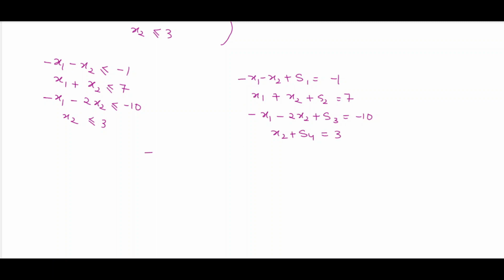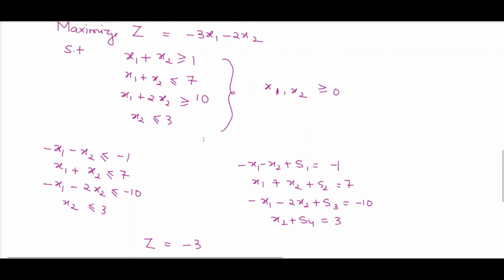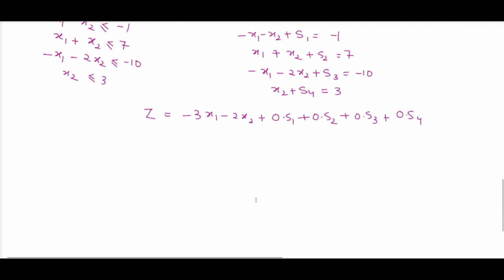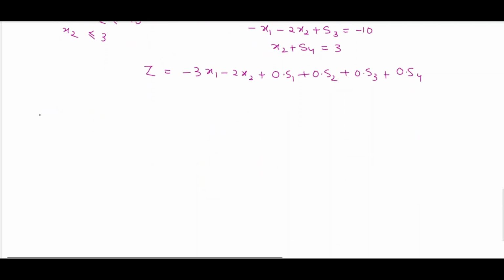Now what will be the objective function Z? You can see that Z is equal to minus 3x1 minus 2x2, so it is minus 3x1 minus 2x2 plus 0s1 plus 0s2 plus 0s3 plus 0s4. So this is now the objective function. You got it, everything now. Similar procedure, you'll make the tables and fill it out.